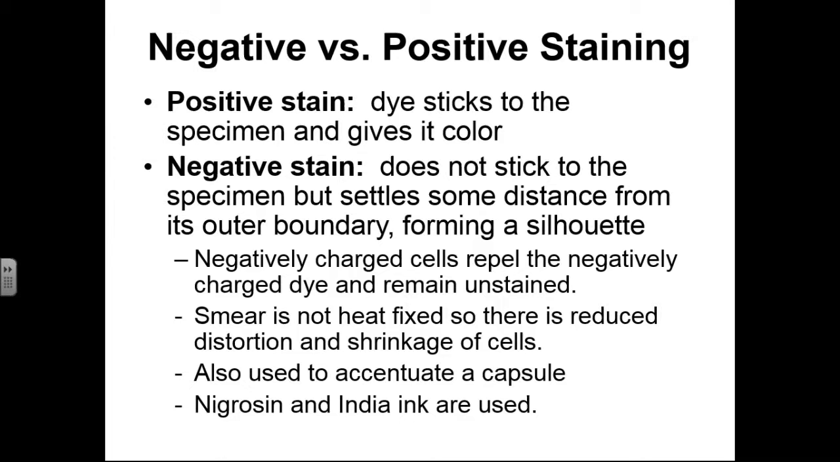When performing a negative stain, it's very, very important to not heat fix the cells to your slides. The flaming process from heat fixing the cells to the microscope slide with the Bunsen burner is almost always going to damage the structures that you're trying to look at. Two very common dyes that are used in this negative staining process are nigrosin stain, or nigrosin dye, or India ink dye.